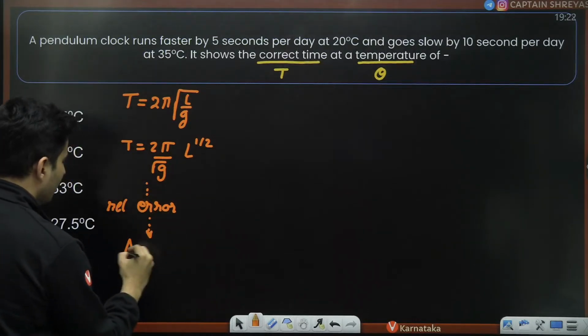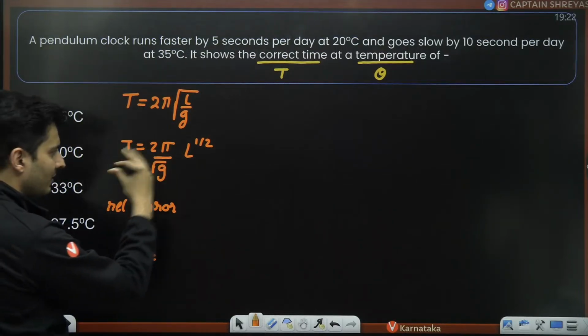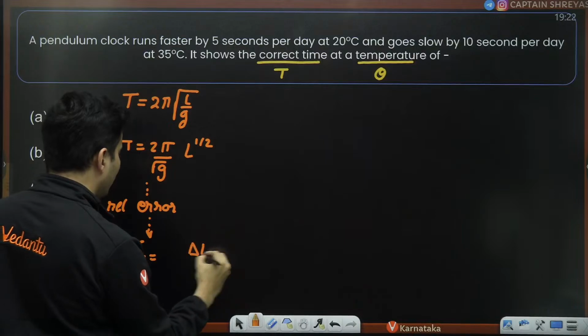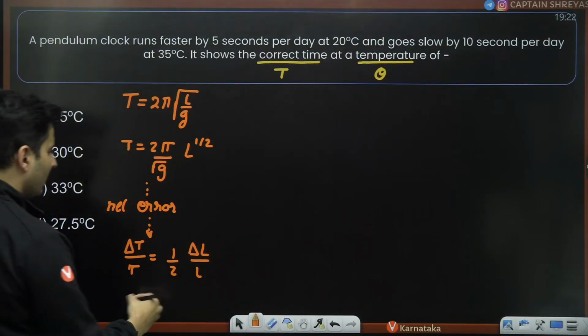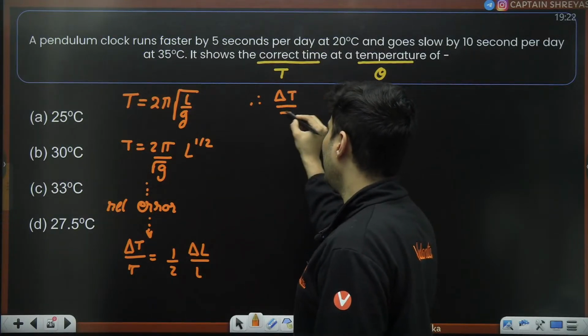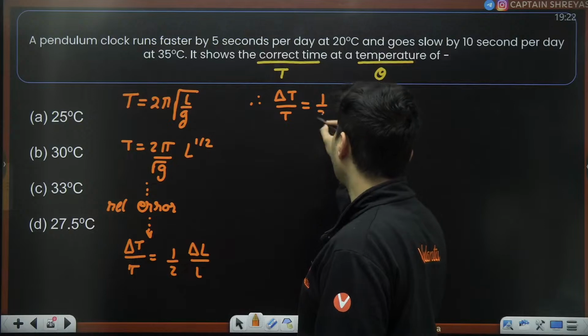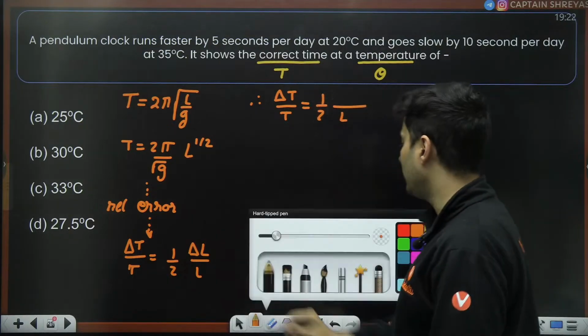You will get relative error in time. This is a constant, this is not changing, forget it. Relative error in length, and the power will just come over here. Now from this, what we can do? Delta T by T is equal to half into this delta L. What is this delta L?